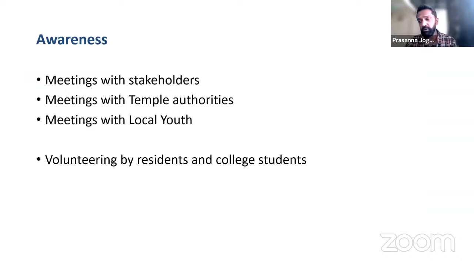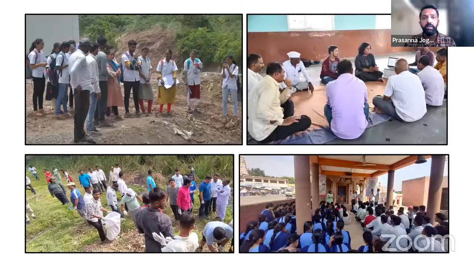Along with that, although execution was important, we also thought that awareness of this work amongst the stakeholders as well as residents was equally important. We had multiple meetings with the stakeholders. We had meetings with temple authorities. We had meetings with local youth. These are some of the students visiting the area. On the right-hand side, you can see a meeting with all the temple authorities. We were trying to explain to them how religious waste getting dumped into the river can harm the ecosystem. All these political leaders also joined us in volunteering activities for cleanups, and they also used to visit the site every now and then to check the progress of the work.